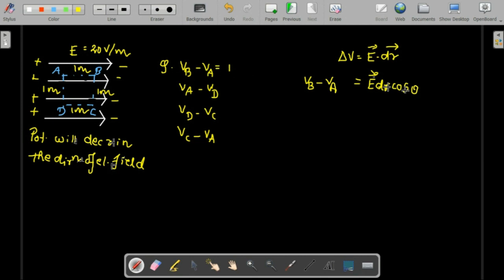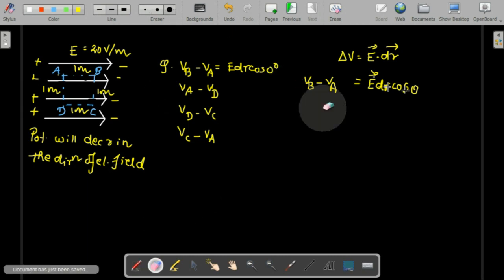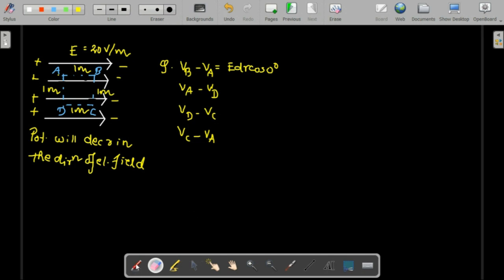So this is nothing but E dr cos theta. You see the direction is in this direction. The direction vector is also in this direction, because I'm going from A to B, and of course the field is also in this direction, so it is making an angle of 0 degree. That means I can simply write it as E into dr, which is the distance. So E is 20, already given, into 1. So that's 20 volt. Now this is the difference between VB minus VA.